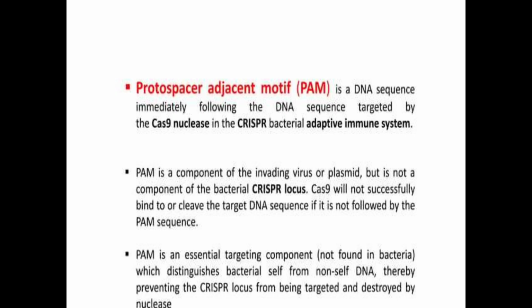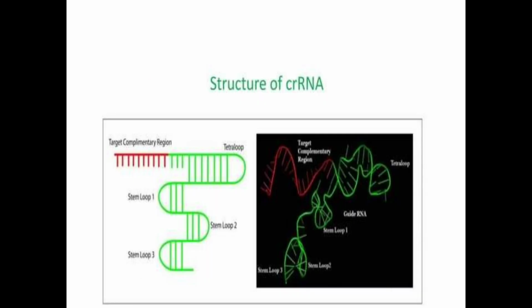Protospacer adjacent motif is a DNA sequence that immediately follows the DNA sequence targeted by Cas9 nuclease in the CRISPR bacterial adaptive immune system. PAM is a component of the invading virus or plasmid, but it is not a component of the bacterial CRISPR locus. The PAM is an essential targeting component which is not found in the bacteria. So by using it, the bacteria can differentiate its own DNA from the invading foreign DNA or bacteriophage DNA. Thereby it prevents the CRISPR locus from being targeted and destroyed by the nuclease.